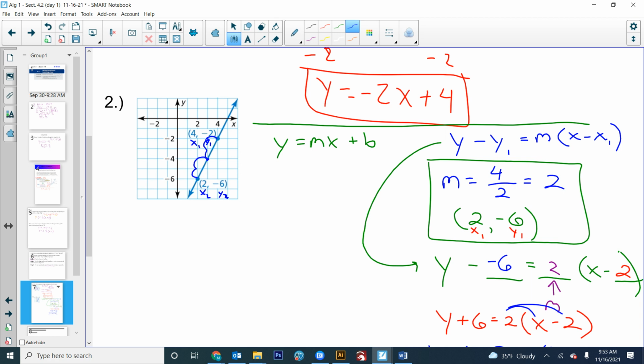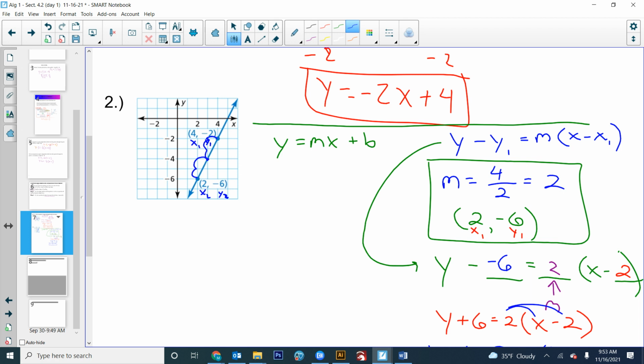Do not just leave it if it doesn't look right. If it doesn't match the graph that you're given, something's wrong.